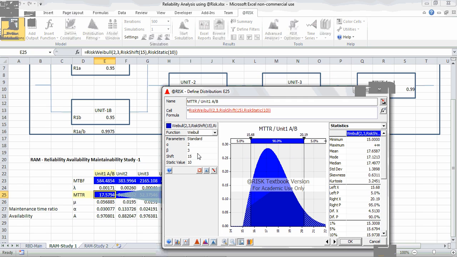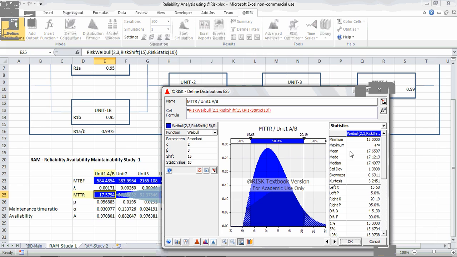And the shift I've taken is 15, so the average is around 17, but I can fall in this range with a maximum peak around 17 hours to repair unit 1 AB, and I've taken a Weibull distribution.